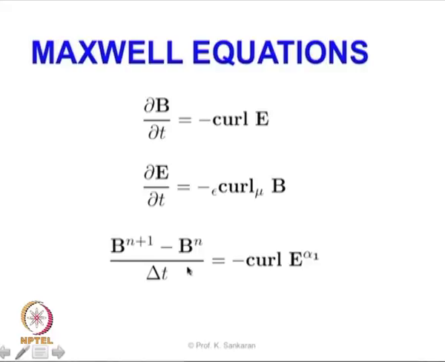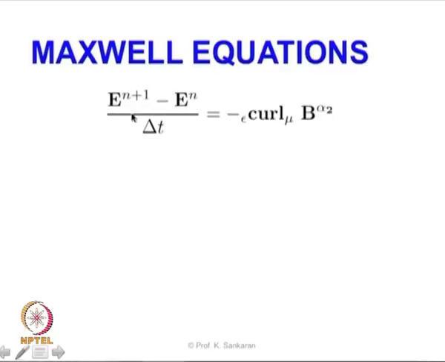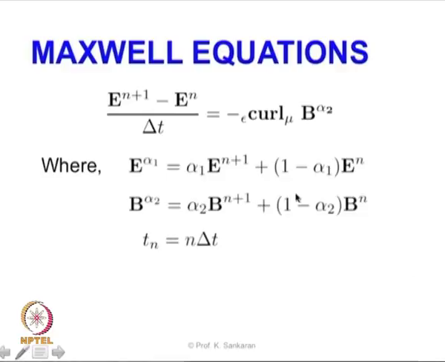We can do the time stepping as a forward Euler method, and we can get the first curl equation as follows, where alpha 1 has to be defined. I will define it in the next slide, and we can also define the same way the second curl equation, and here we have alpha 2. Now we are going to define what alpha 1 and alpha 2 are in this equation. So E alpha 1 is equal to alpha 1 multiplied by E n plus 1 plus 1 minus alpha 1 times E n.